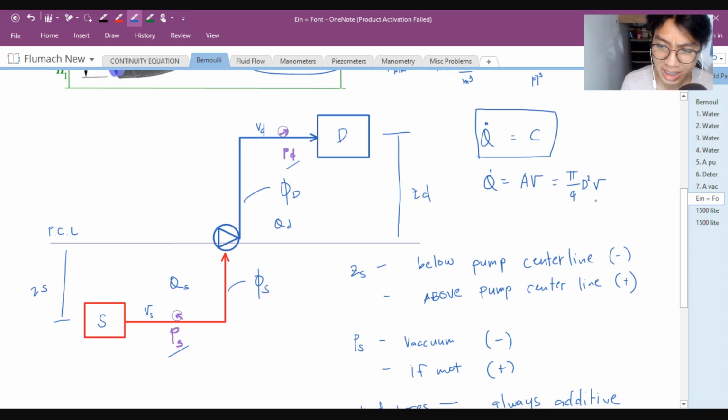In this case, we can get the velocity. How? Kunin mo dito sa equation na to. The velocity will be what? Cross multiply natin: 4q divided by pi d squared. Always ganyan siya para makuha mo yung velocity.